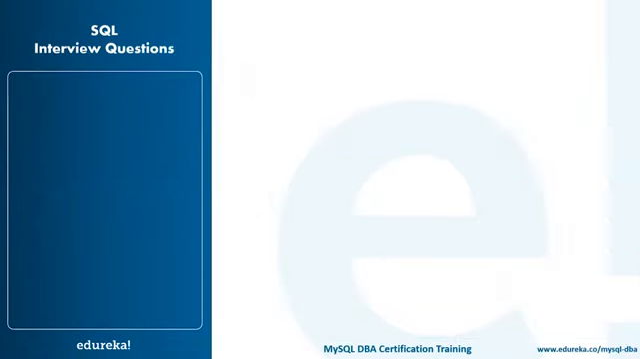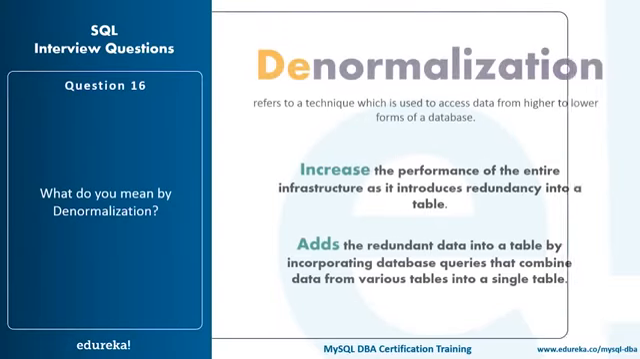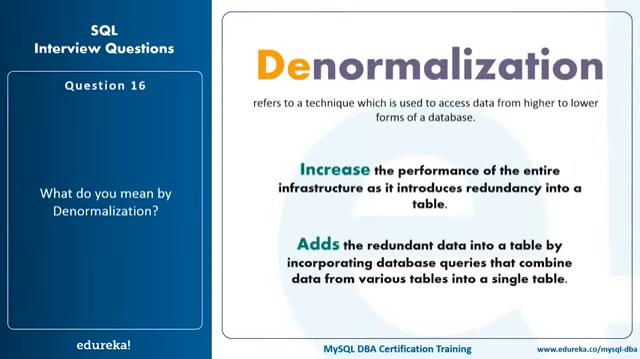Now moving forward to the next question, that is, what do you mean by denormalization? Denormalization refers to a technique which is used to access the data from higher to lower forms of database. It increases the performance of the entire infrastructure as it introduces redundancy into the table, and it adds the redundant data into a table by incorporating database queries that combine data from various tables in a single table.